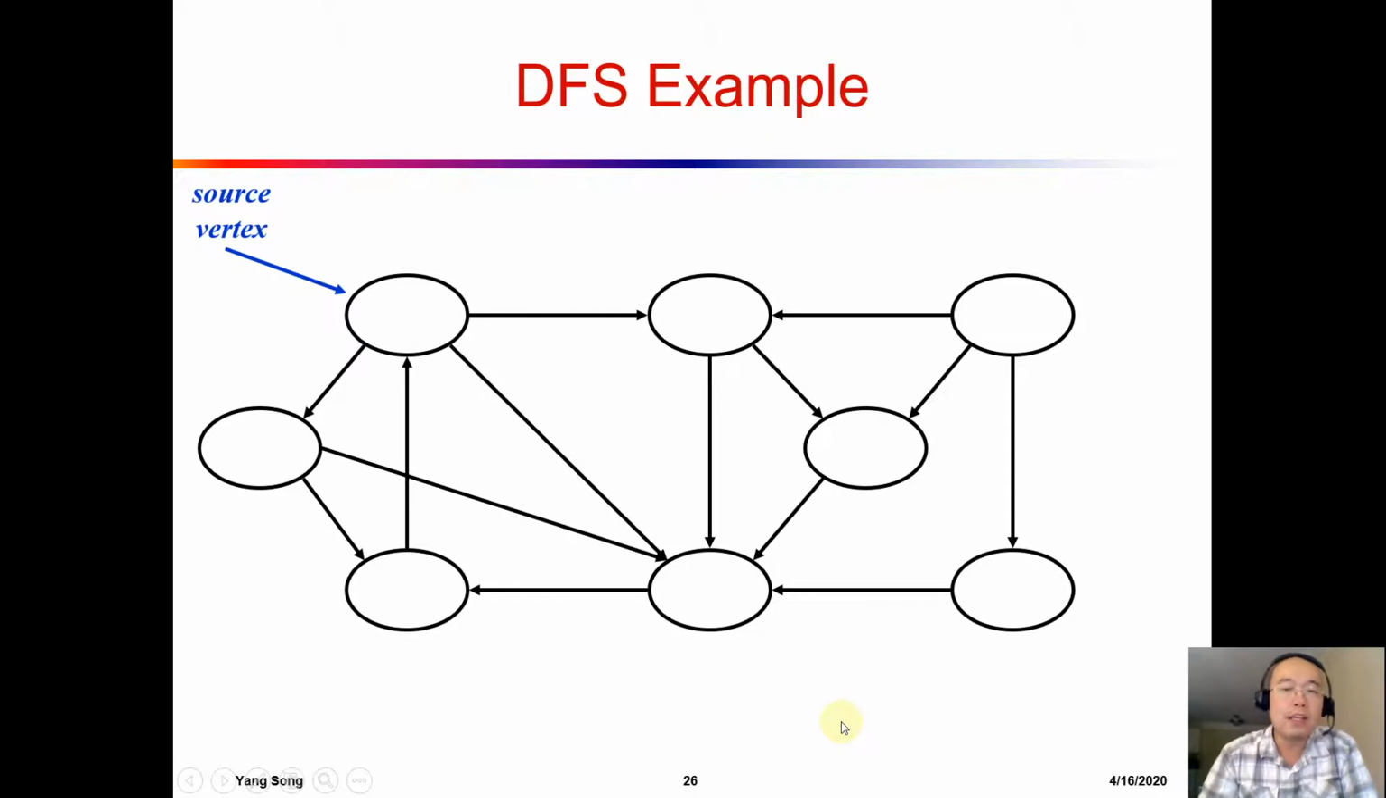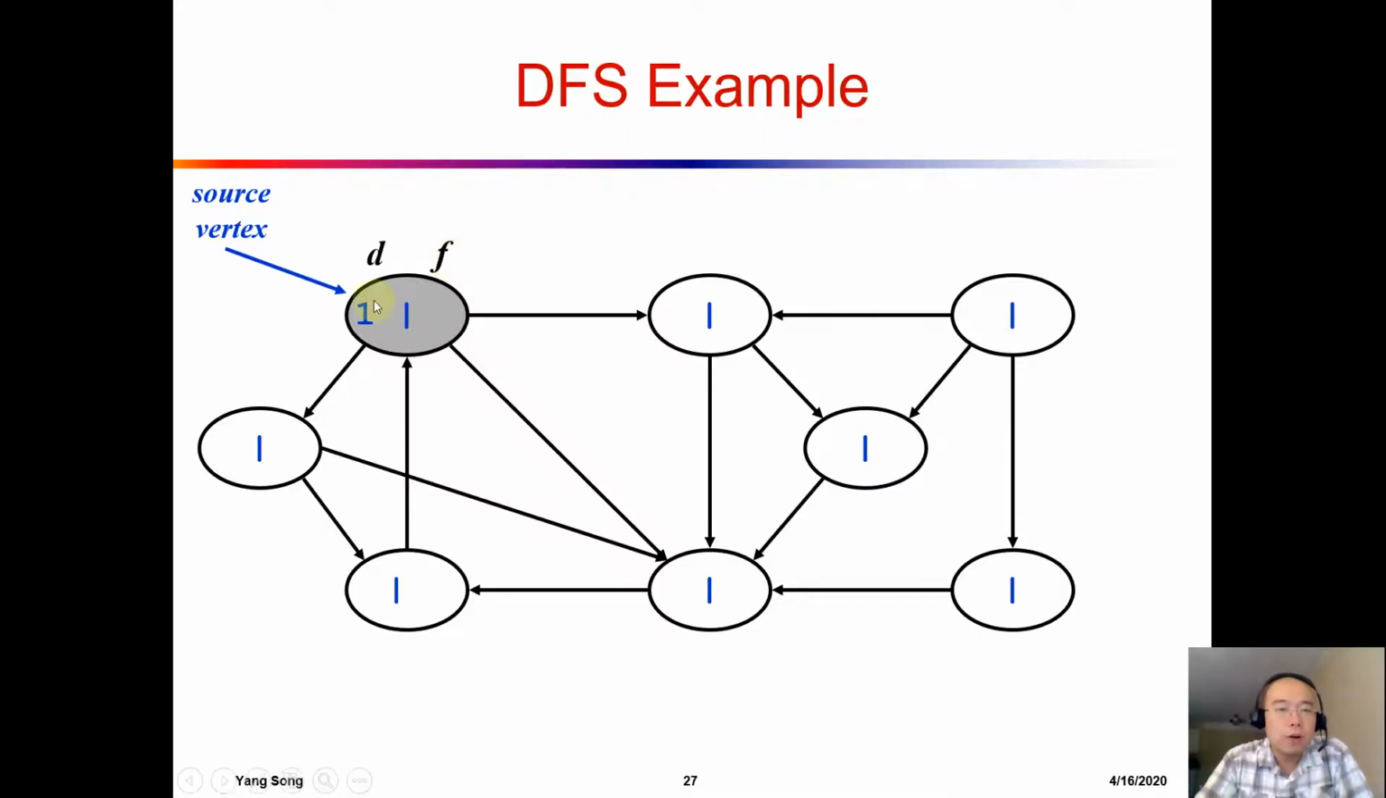So we have a directed graph. Remember, this one is directed, and we want to start the DFS from this node. So the first step, we see the root, and remember we are using d and f. d is the time when the node is discovered, and f is the time when this node has been finished.